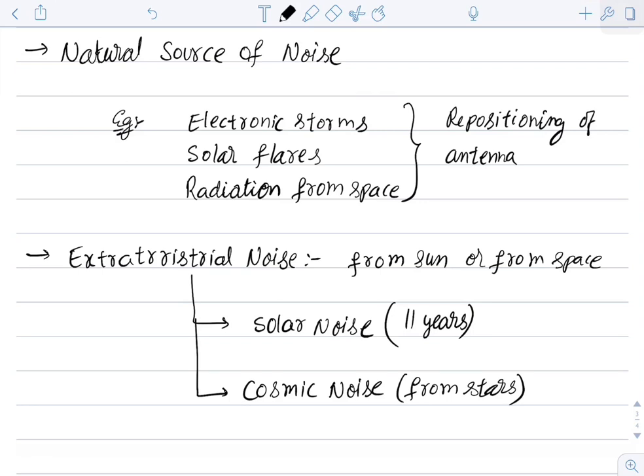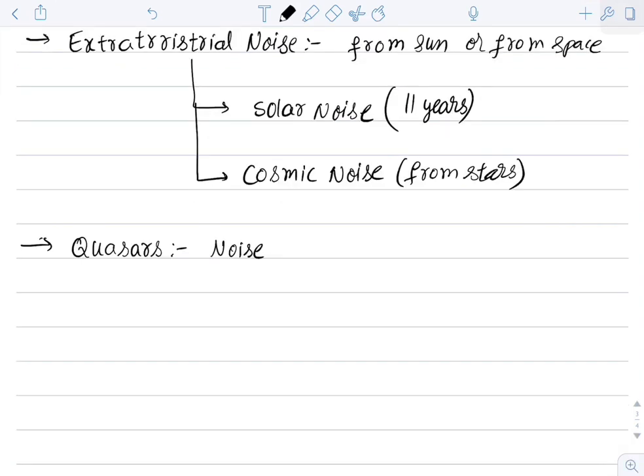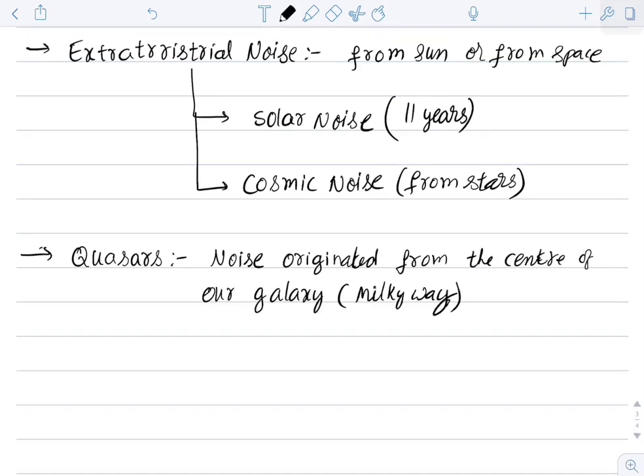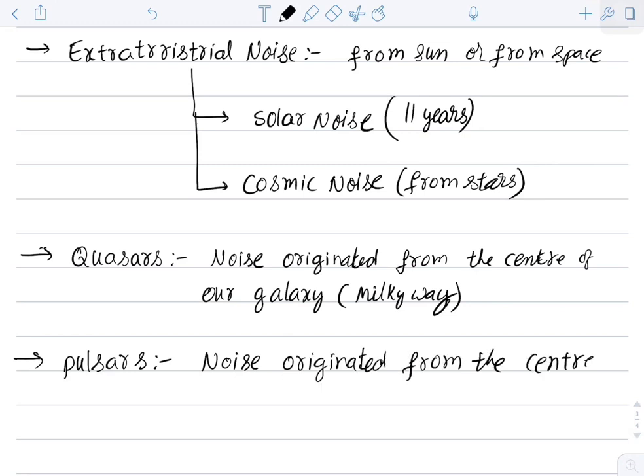That means the noise which is generated now has a relationship with the noise which was generated 11 years back from now. Quasars: quasar means noise originated from the center of our galaxy, that is the Milky Way galaxy. The other type of noise is pulsars. Pulsars means noise originated from the center of other galaxies, other than the Milky Way galaxy. These are all the different types of natural noises.